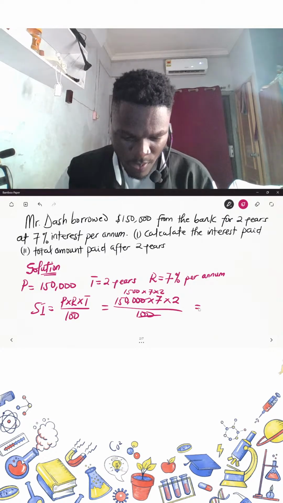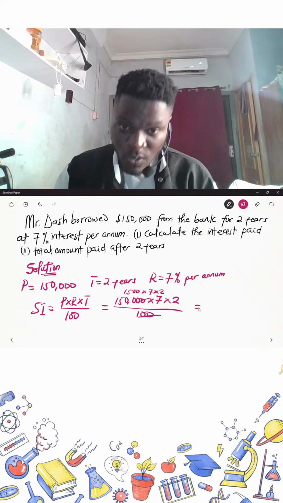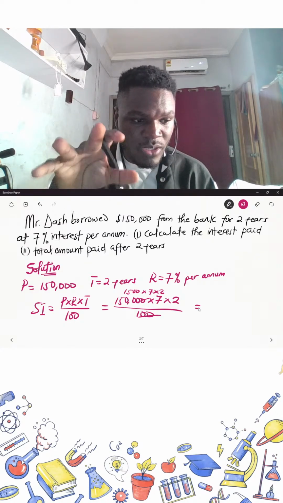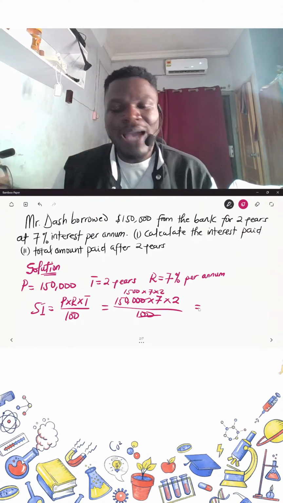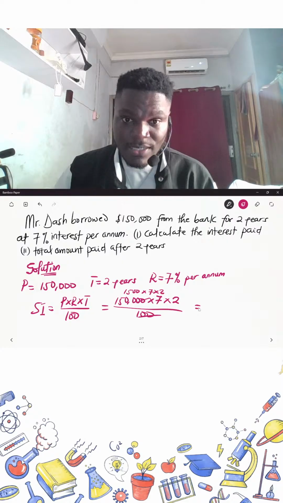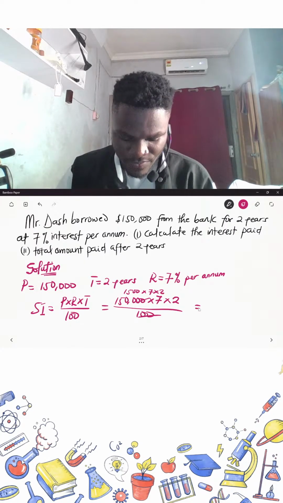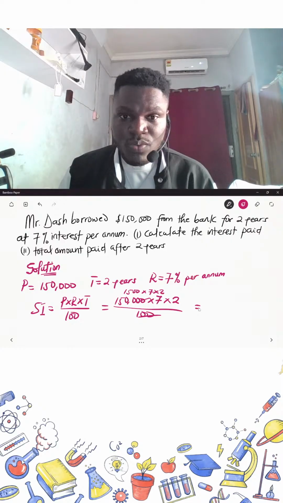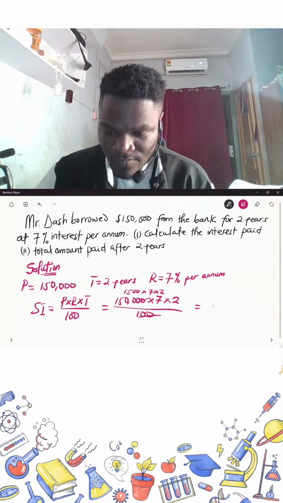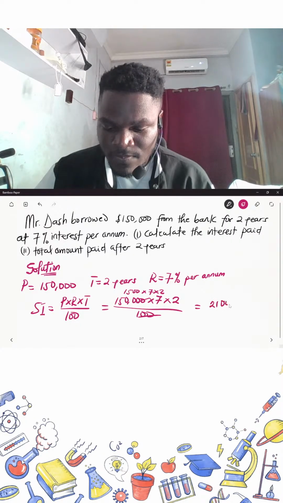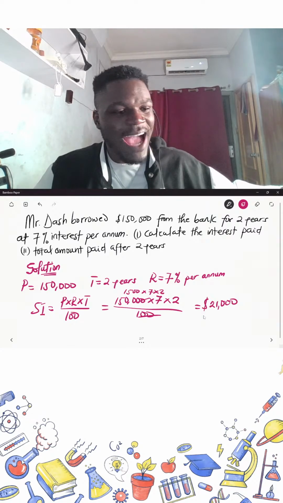So let's go to our calculator. You can either input everything you have on the screen directly into your calculator and get your answer, or you can cancel like I did, but at the end of the day, you are still going to get the same answer. So I have here 1,500 multiplied by 7 multiplied by 2. Are we okay? All right, so that will give me 21,000. So I have my dollars over here as the interest.